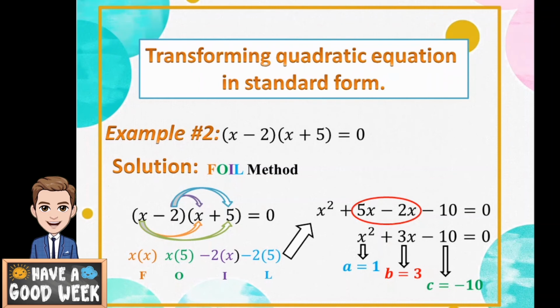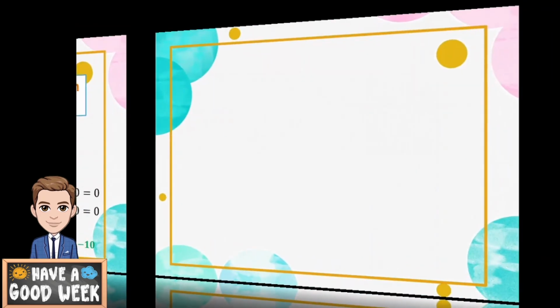Basta gamitin lang natin yung FOIL method. Take note, applicable lang to kapag dalawang quantities ha. Okay, pag ganito yung itsura niya, applicable lang yung FOIL method. Pero kapag yung kagaya sa kanina, distributive property yung gagamitin natin. Okay? So, proceed tayo sa next example.